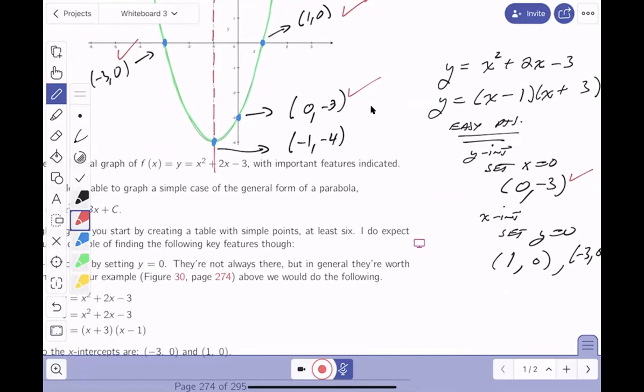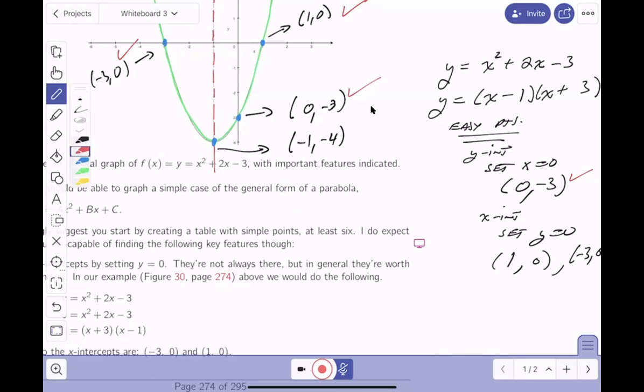What I want to claim about the vertex though, and this is important, if you look at the picture, what do I notice? I notice there's a line that has to be symmetric with respect to the x-intercepts. So if you look at the x-intercepts, one's here, one's there. Well, the distance here is 4 units. So really, it's got to be 2 units on each side to be in the center, right? So there's 2 units here, 2 units there. So what is this line then? This line over here is x equals -1.